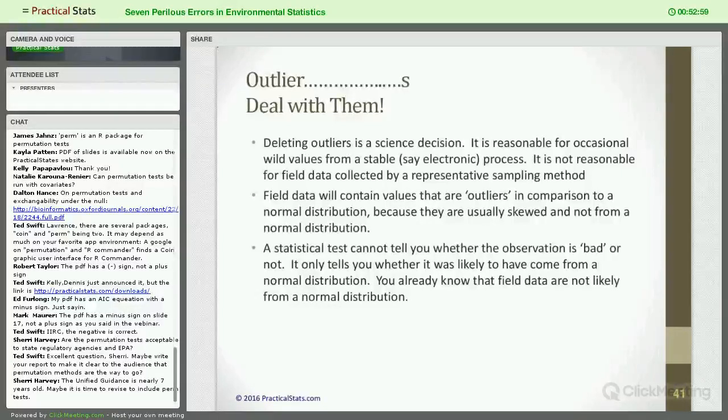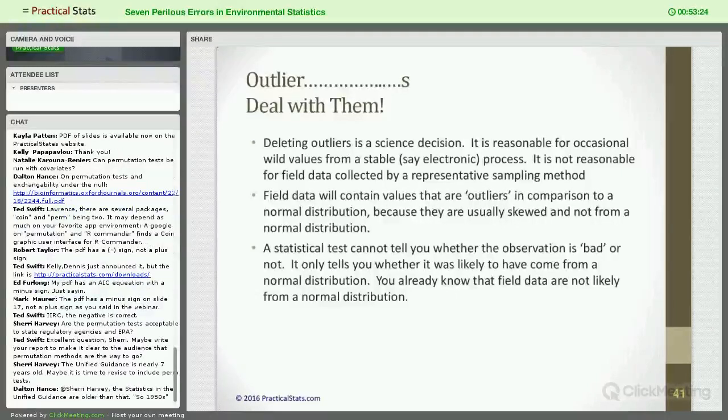But they won't mess up a permutation test. They won't mess up a non-parametric test. So usually they have been deleted in the past because people were using t-tests and ANOVA. And t-tests and ANOVA are, some younger people would say, so 1950s. So not something that we need to use today. So you can use tests that don't really care about the outliers.